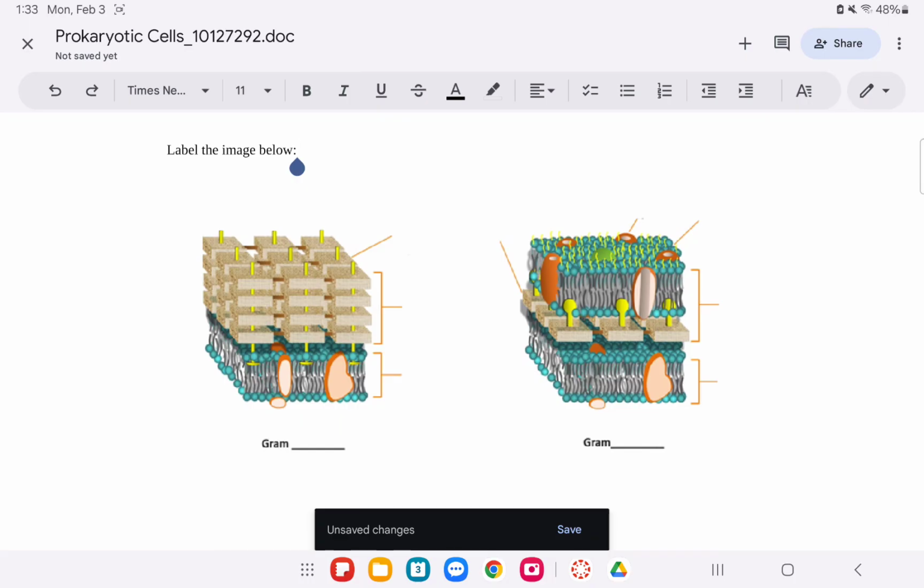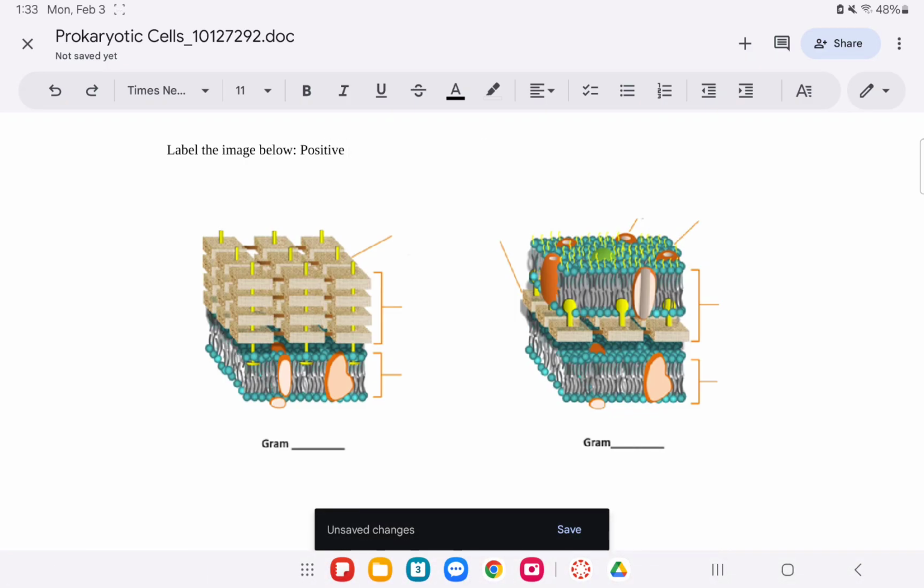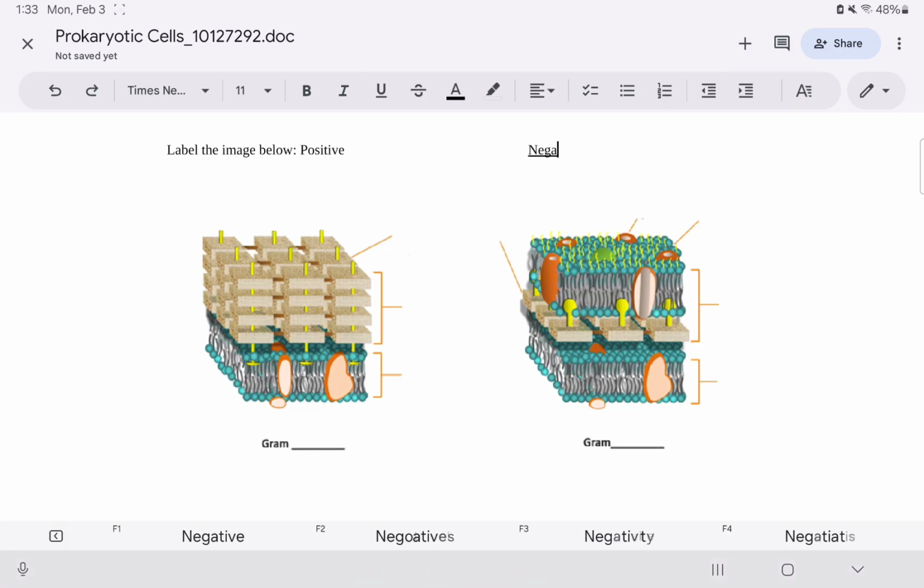Okay, so you're just never gonna get it. You just have to know. Okay, so what do I want to say? This is a gram positive, this is a gram negative. This is the plasma membrane. Okay. This is the cell wall right here. Okay, this is cell wall or peptidoglycan right there.